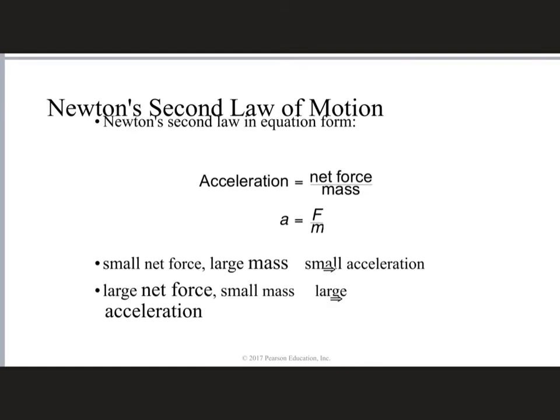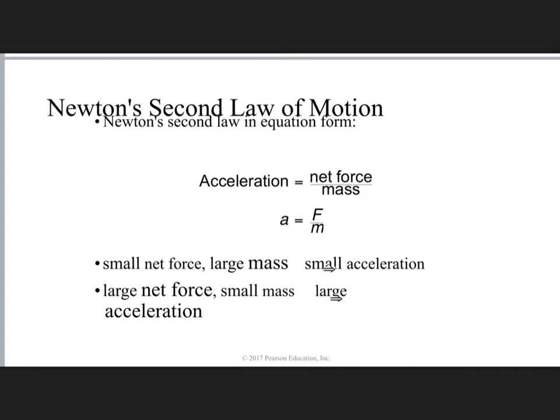So let's look at this equation. We have the acceleration is equal to the force divided by the mass, or A is equal to F over M. So what happens if you have a small force and a large mass? So F is small and M is large. So you've got a small number and you're dividing by a big number, like 10 divided by 100. Well, that would mean that A would be very small. Your A is small. That means your acceleration is going to be small.